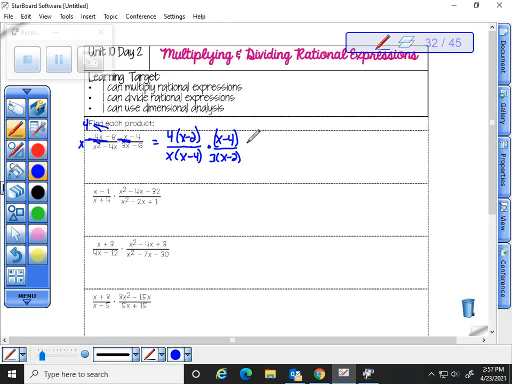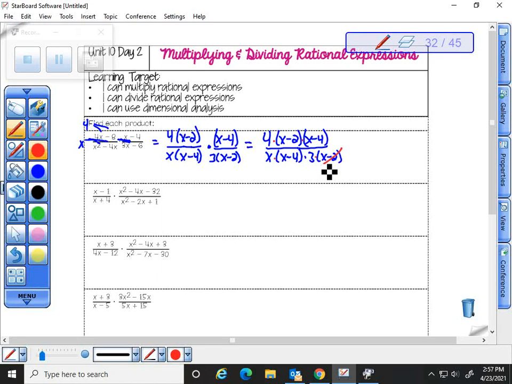Now it is a times symbol, and with fractions, multiplying fractions means you just multiply the top across. Now I'm going to do this probably twice, so it's going to be 4 times x minus 2 times x minus 4. That is the top. And on the bottom it's going to be x times x minus 4 times 3, and then times x minus 2 on the bottom. Now you have tops and bottoms that can cancel because of all the times between them.